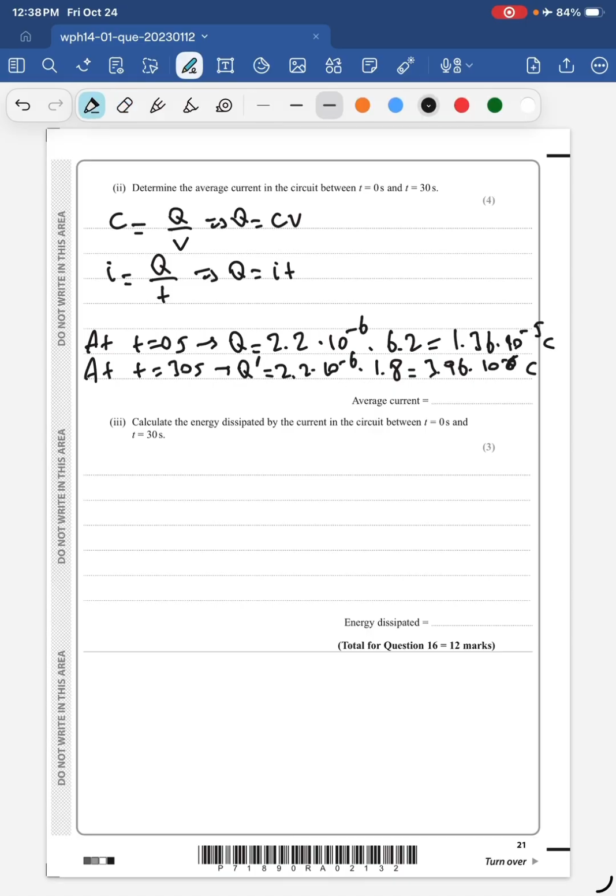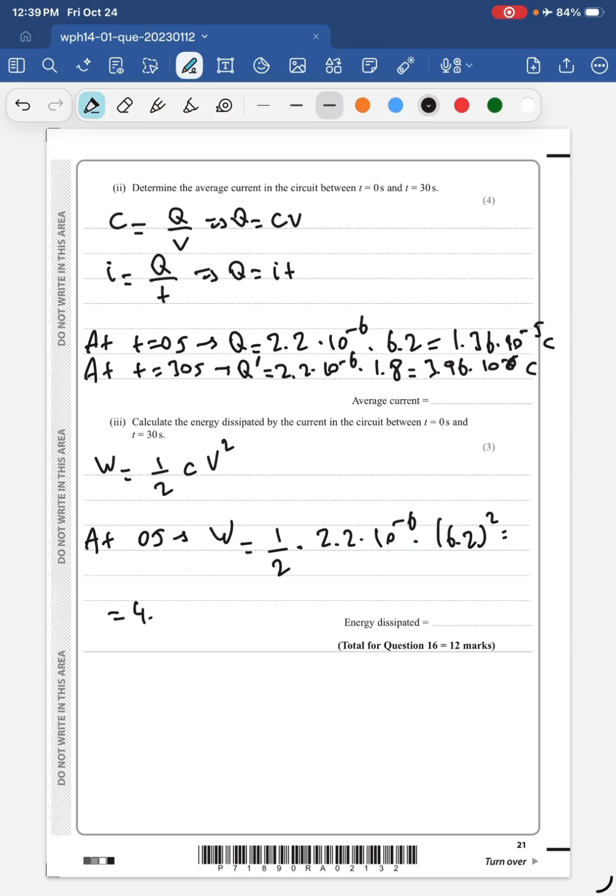Okay, good. Calculate the energy dissipated by the current in the circuit between 0 and 30 seconds. So the energy is given by 1/2 CV squared. At 0 seconds, the energy is 1/2 times 2.2 times 10 to the negative 6 times the voltage squared, which is 6.2 squared, which gives you 4.23 times 10 to the negative 5 joules.